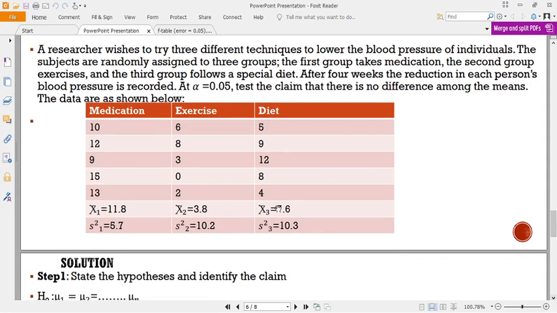So we are given the 3 groups. The first one is medication, exercise, and diet. And we are also given the sample means for medication. The sample mean was 11.8. Exercise is also given, and diet. Then we are also given the individual variances for each sample or for each group. So for the medication, the variance is 5.7. For exercise, the variance is 10.2, and for diet, the variance is 10.3.